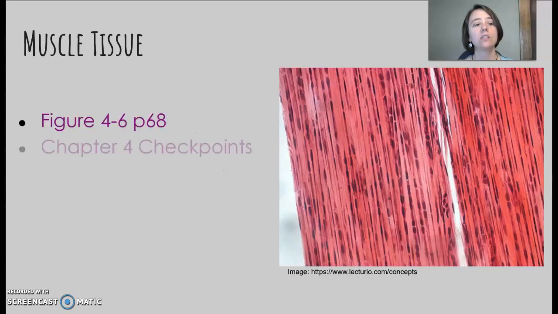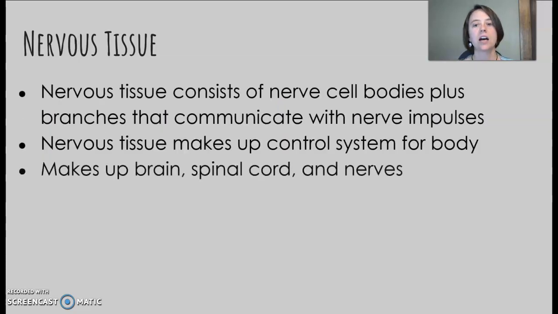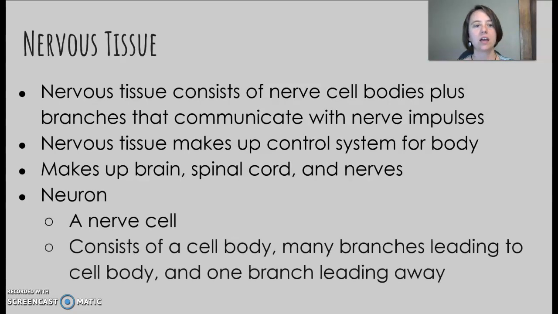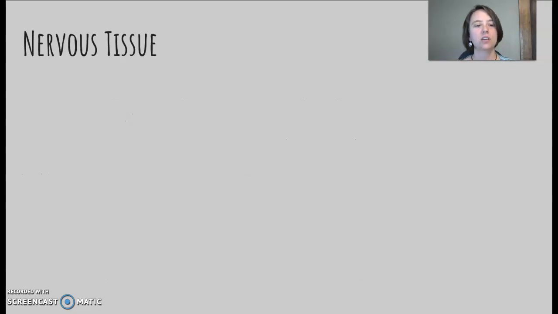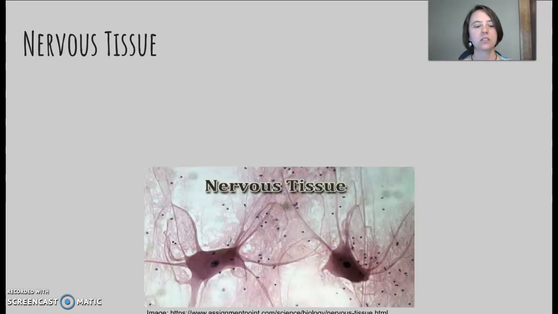Then we learned about nervous tissue, and that it communicates with nerve impulses, and that a basic nerve cell is a neuron, and neuroglial are the supporting cells.